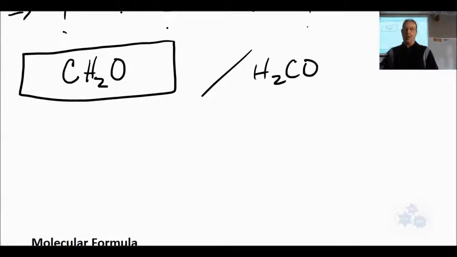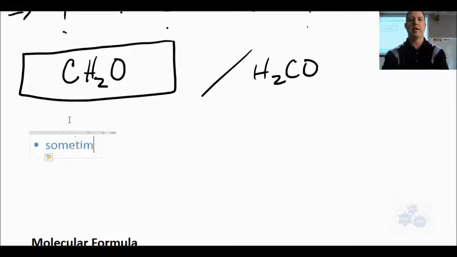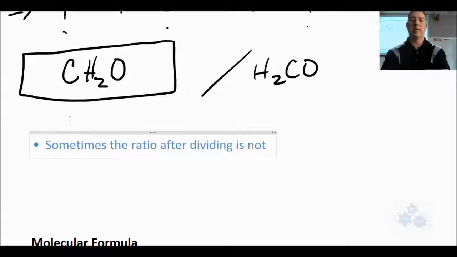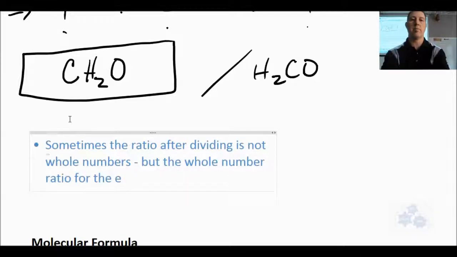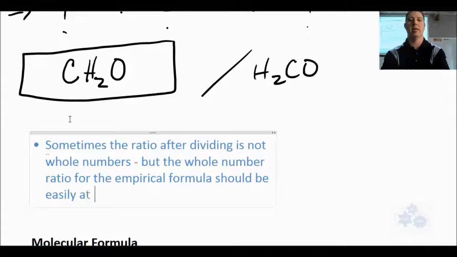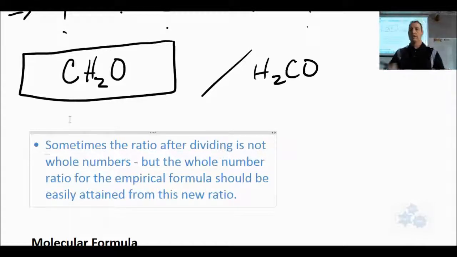So just to officially note that, let's write this down for notes here. Sometimes the ratio after dividing is not whole numbers, but the whole number ratio for the empirical formula should be easily attained from this new ratio. Okay, so if you put that down.